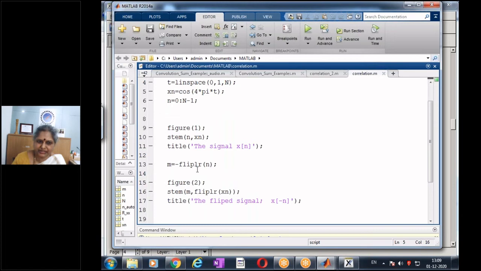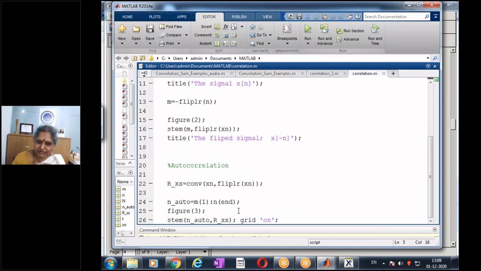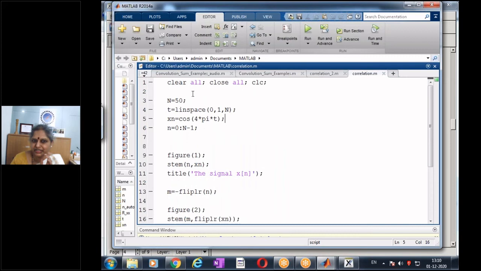Then I'm performing autocorrelation. Although MATLAB has an inbuilt autocorrelation function, let me perform convolution: convolution of my signal xn with the flipped signal. So we said correlation is nothing but convolution of xn with x of minus n. So I perform this convolution, and then I plot the result. And of course, we need to define the limits, because we need to compute over the time limits for the signal. So let's run this function where I have a cosine signal.